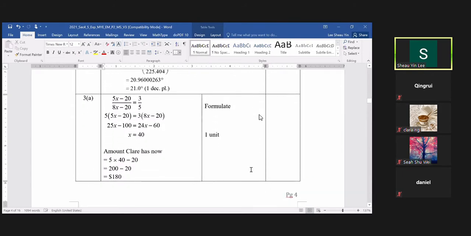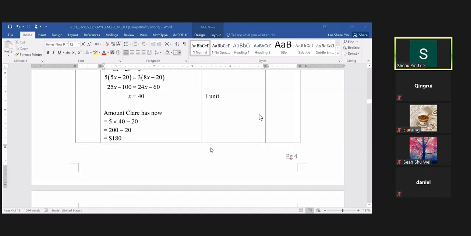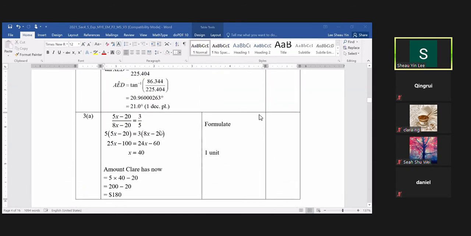Okay, number 3A. 3A is about the amount that Clara has. Simple thing: formulate, cross multiply, and after that, the amount Clara has is 180. But there are people who didn't do it this way now. If you didn't do it this way, it's actually fine. I think you do a little bit of calculation somewhere else. If you do the calculation somewhere else, then you get 180, I will still give you full marks.